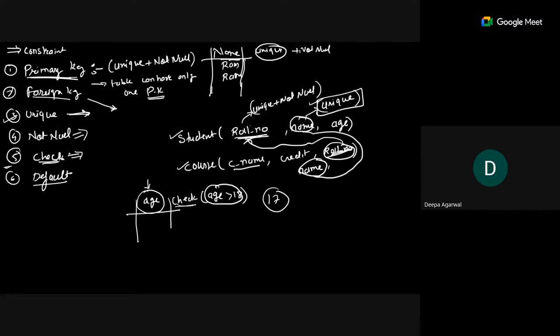Sir, if age is null, will it fail this check condition or pass? Null is not a value, so we cannot compare it with any numeric value. So that value can be added to the table as null. This check means we cannot enter any age less than 18, but I think we can insert null unless we specify a not null constraint, because we cannot compare null with any other value. So I think it will allow. You can try it on pgAdmin.